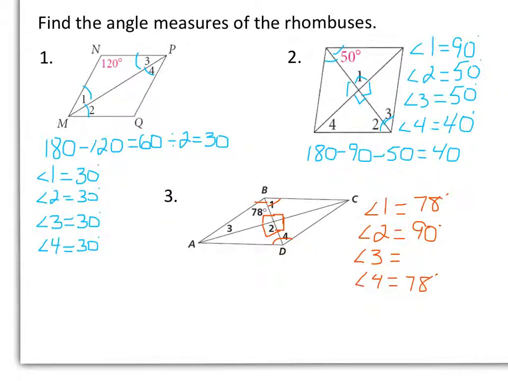Now if I want to find angle 3, we see it's part of a triangle. So I can take 180 minus 90 and minus 78, and I get 12. So angle 3 is 12 degrees.